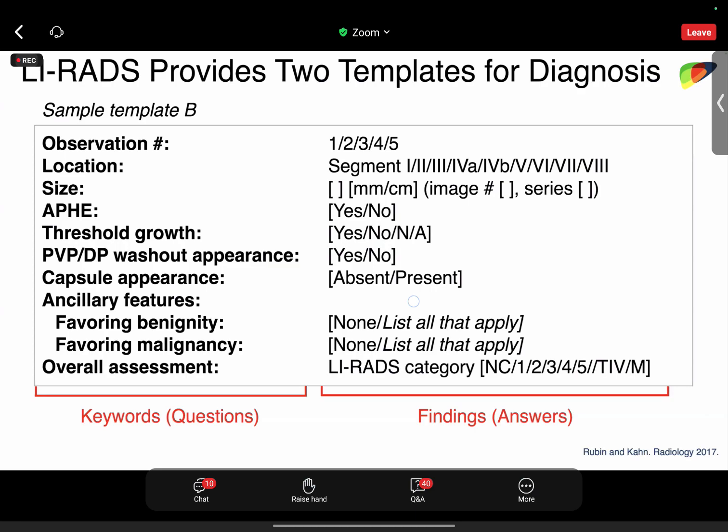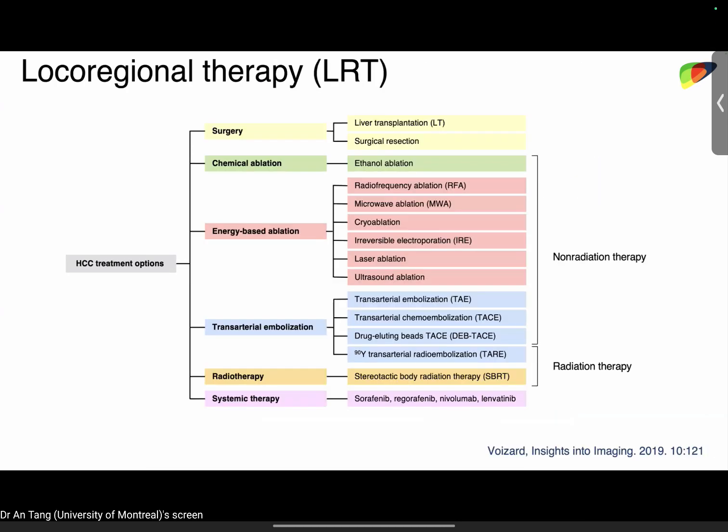Over the past 2 decades, there have been many advances in HCC treatment options. You can see a plethora of treatment types on this schematic. Some of these are non-radiation therapy and others require radiation. We are now aware of different imaging appearances over time for these various treatment options. So it's become very sophisticated.